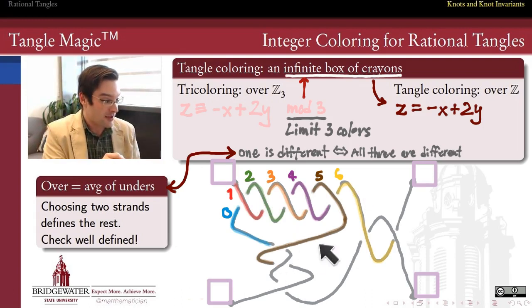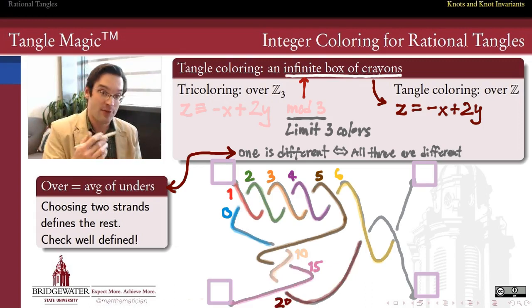Now I can go either here or here to try and determine more colors, but I have to go down here because this is the only crossing where I know 2 of the colors and I don't know the third. 5 is the over, 0 is the under, so twice the over minus the under is going to give me 2 times 5 minus 0. And so my next strand is a 10, the one after that is a 15, the one after that is a 20.